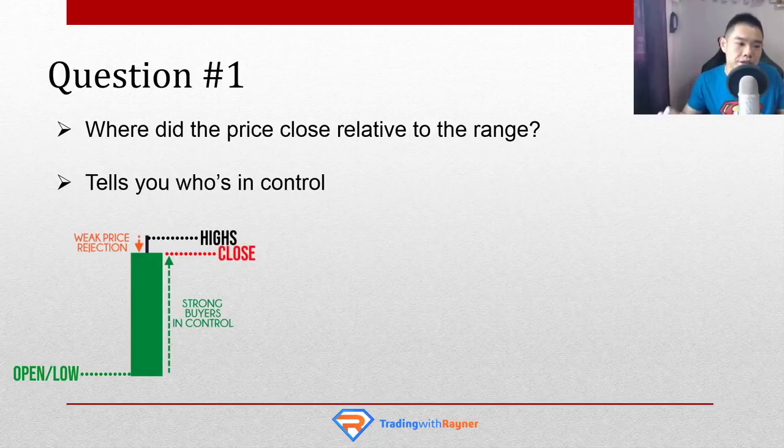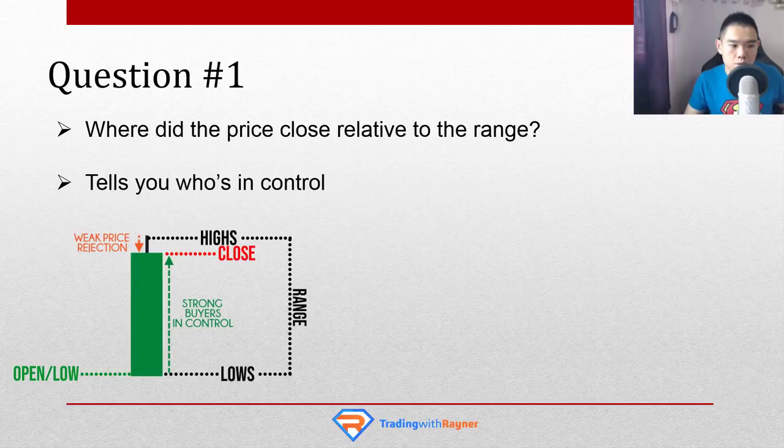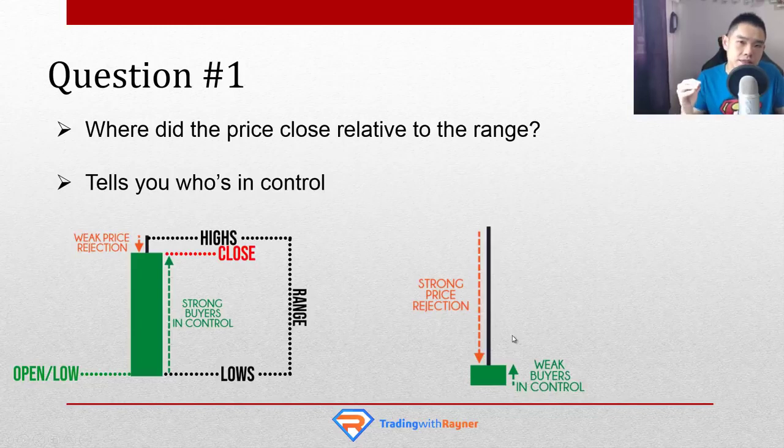So what exactly is the range? The range, simply put, is the distance between the highs and the lows. This is the highs, and you go all the way down, and this is the lows. This is the entire range. And you notice the price actually closed here, which is near the highs of the range. This is where it closed. The price closed near the highs of the range, and this tells you, hey, who's in control? The buyers are in control, and that's why they are able to close the price right near the highs of the range.